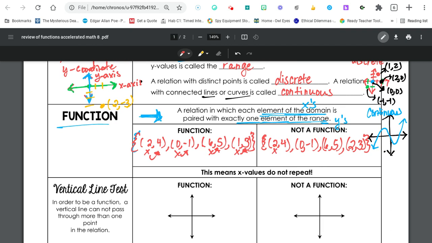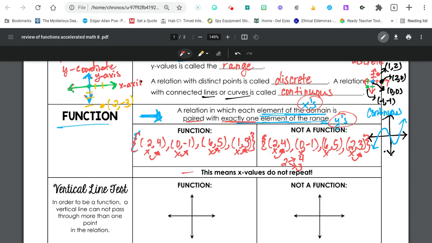Well, only look at your x's. Here I can see the x of 2 is paired with a 4, and an x of 2 is also paired with a 3. But it says in order to be a function, x can only be paired with exactly one y. That's it. Okay. But this x is 2. This 2 is paired with a 4, and the x of 2 is paired with a 3. So that's not a function. Simply because the x of 2 is cheating. You got the x of 2 cheating with 4 and cheating with 3. Okay. X can't cheat. Doesn't matter what y does, but x can't cheat.